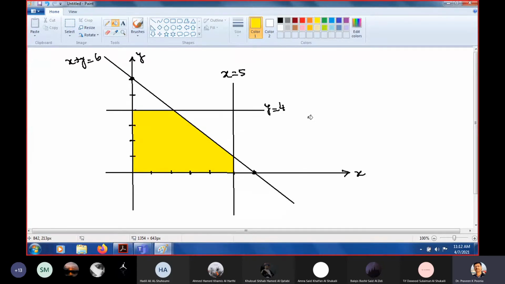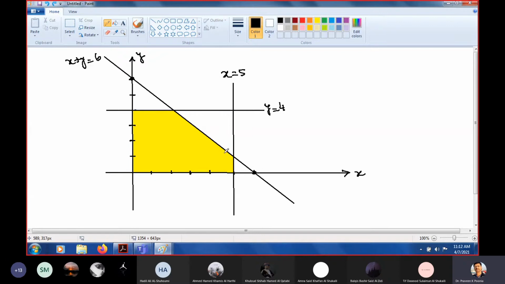This is the actual required constraint: x plus y less than 6. Following the conditions, x is less than 5, y is less than 4, x is greater than 0, and y is greater than 0. So this is the bounded portion.